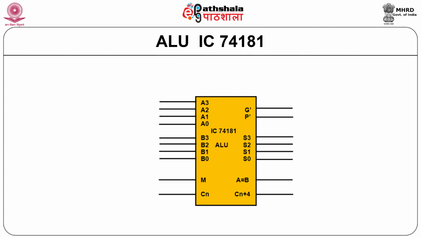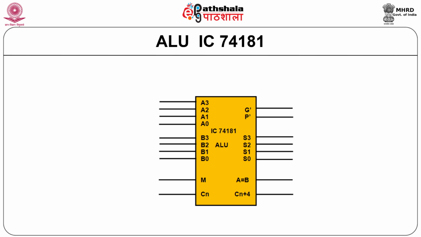Arithmetic and logic unit is a very popular device which is capable of performing different arithmetic and logical functions. Basically, ALU is the main part of the central processing unit of any computer. Let us study a commercially available TTL IC, that is IC 74181. It is one of the popular and most widely used ALUs.